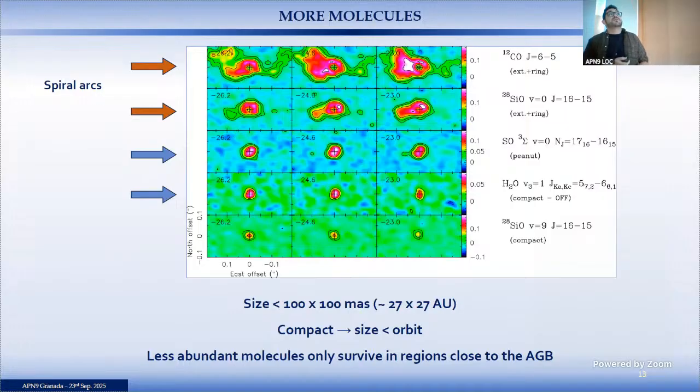Less abundant molecules, SO, water, show a more compact brightness distribution with sizes smaller than 100 milliarcseconds, and that means that probably these less abundant molecules can only survive in the closest region to the AGB star where they have been formed. And outside of this region they are photodissociated by the ultraviolet emission of the white dwarf.